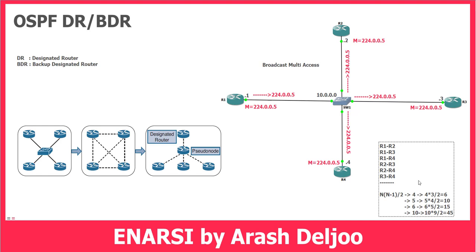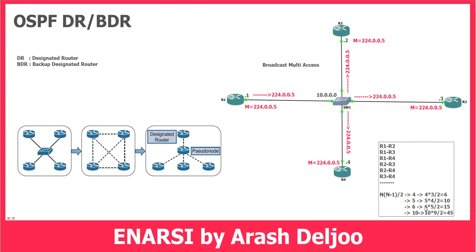As you can see, the number of neighborships increases when we have more than, for example, 3, 4, 5, or a few more routers. And when you have 10 routers or more, you will have many neighborships. This is the first thing that you can see in this picture. Look here: we have 4 routers and we have 6 neighborships.